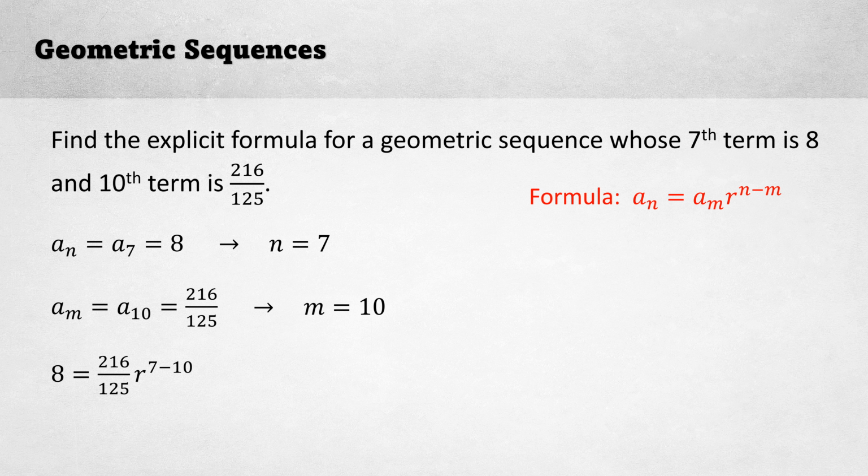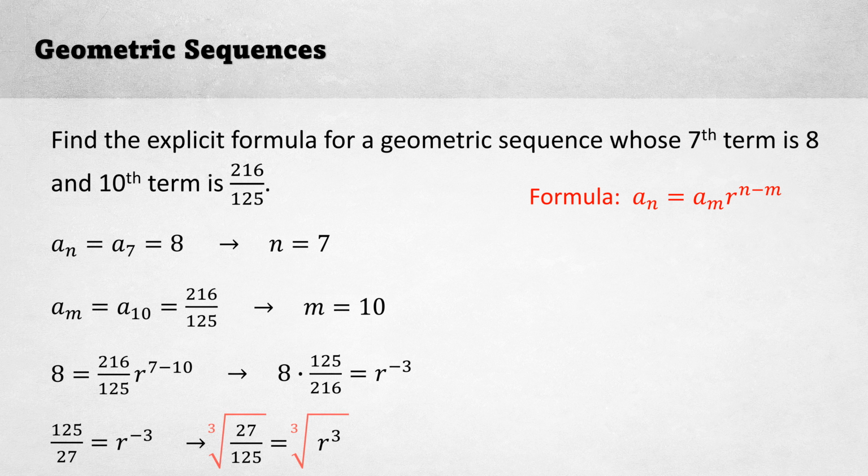We can multiply both sides by 125/216 and get 125/27 equal to r to the negative third power. That is, r cubed equals 27/125. And by taking the cube root of both sides, we can solve for r and get r equals 3/5.